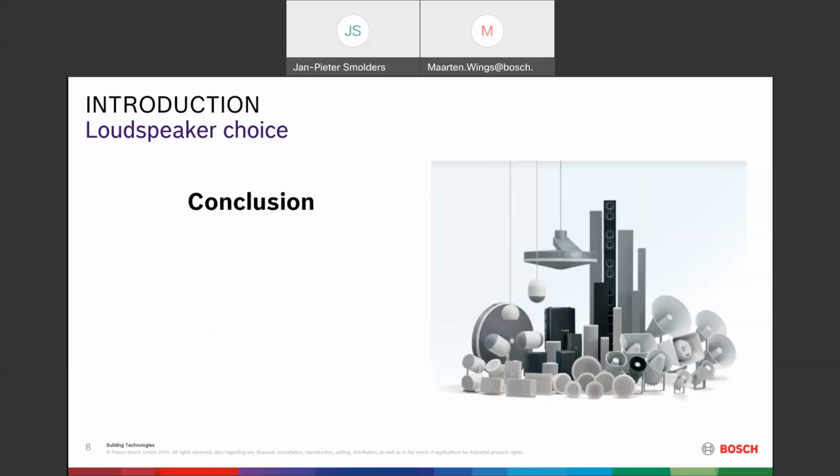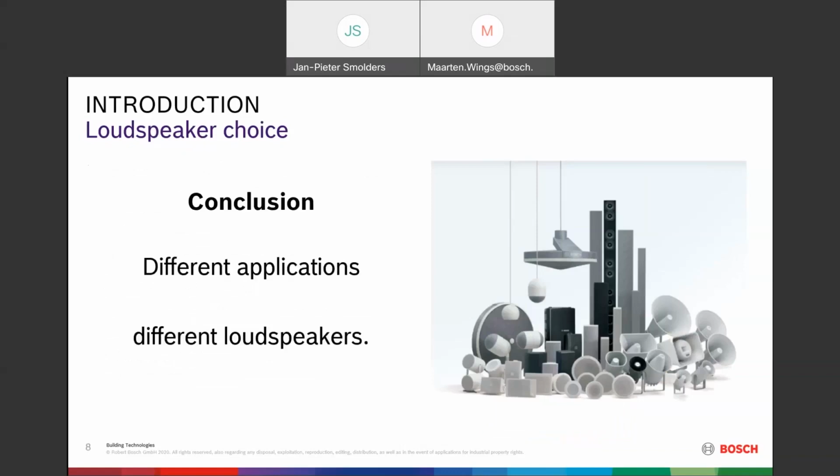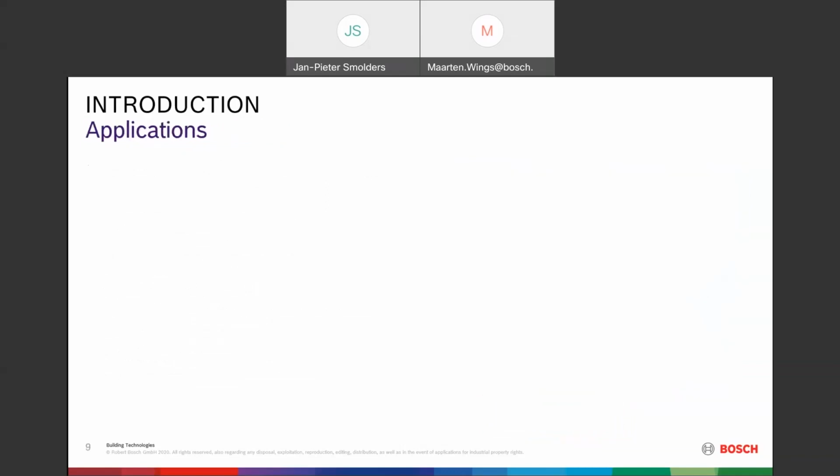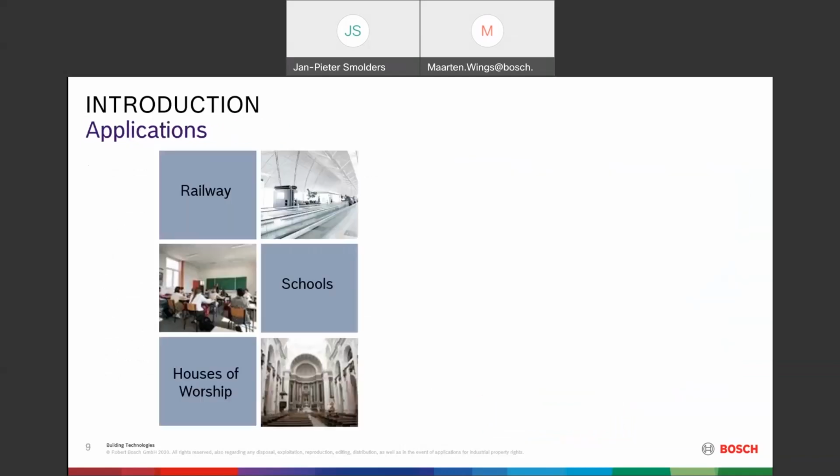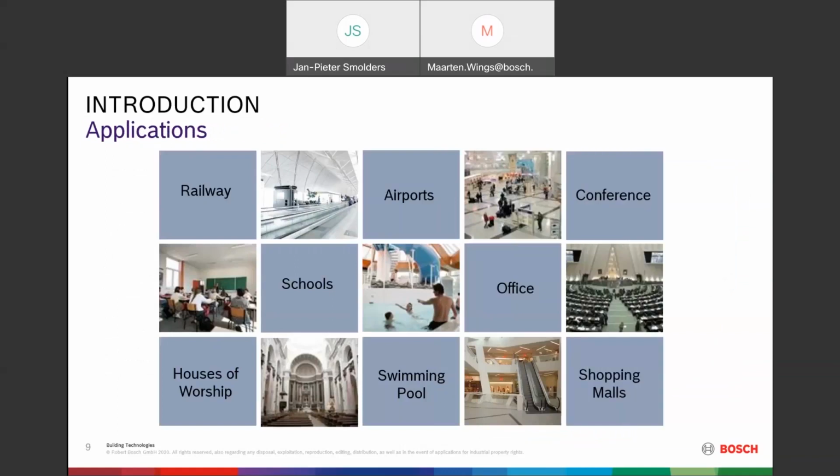So different applications require different loudspeakers. Now that's what we're going to look at. If you look at the possible applications that we see, for instance, a conference hall where speech is important, a shopping mall, high ceilings, maybe also a lot of noise. You need maybe also music in the background.